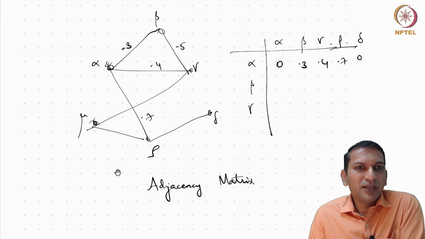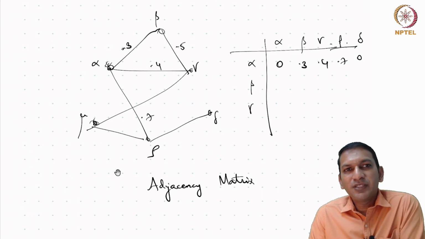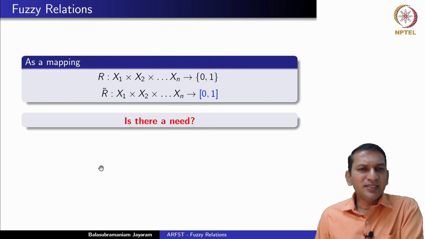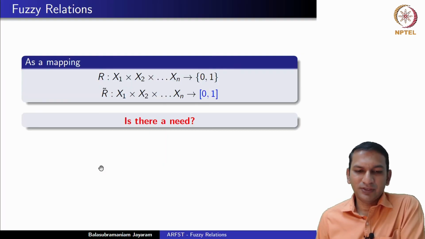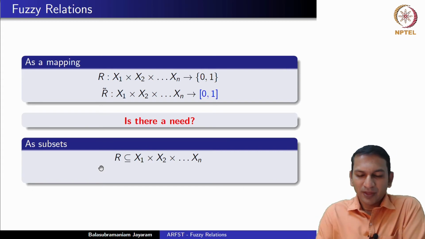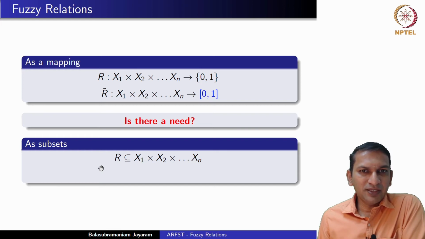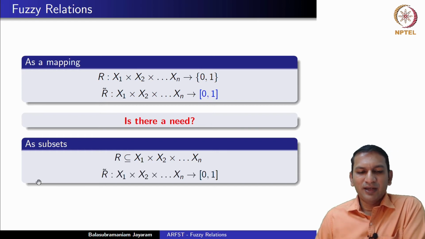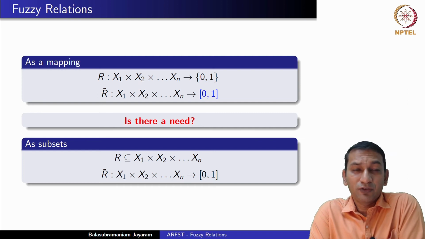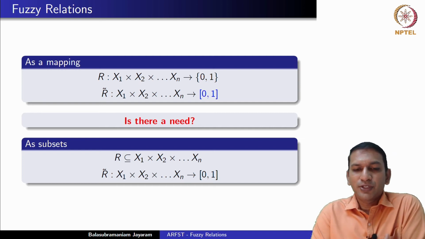But for the moment, we clearly see that fuzzy relations do arise quite naturally in many settings. So there is a need to discuss fuzzy relations. If you want to look at them as subsets, clearly this is a classical subset in the case of classical relation, and in the case of fuzzy relation, it is essentially a fuzzy subset or fuzzy set on the Cartesian product of sets.